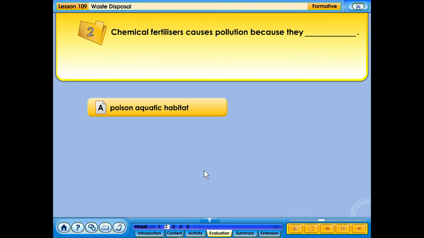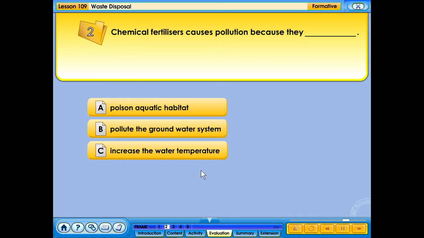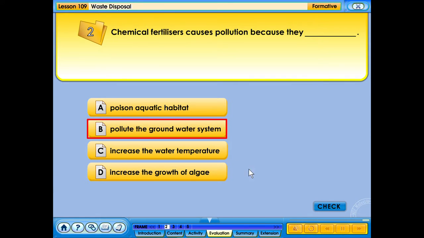Chemical fertilizers causes pollution because they A. Poison aquatic habitat, B. Pollute the groundwater system, C. Increase the water temperature, D. Increase the growth of algae. Your answer is correct.